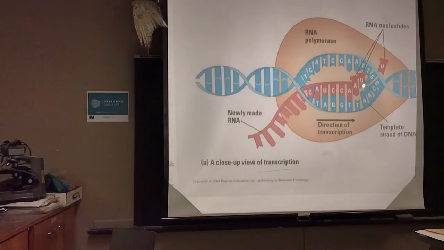Again, here's an A on the DNA side and a U on the RNA side, but where there's a C, there's a G. Where there's a T, there's an A. Where there's a G, there's a C. And here's the RNA coming off.